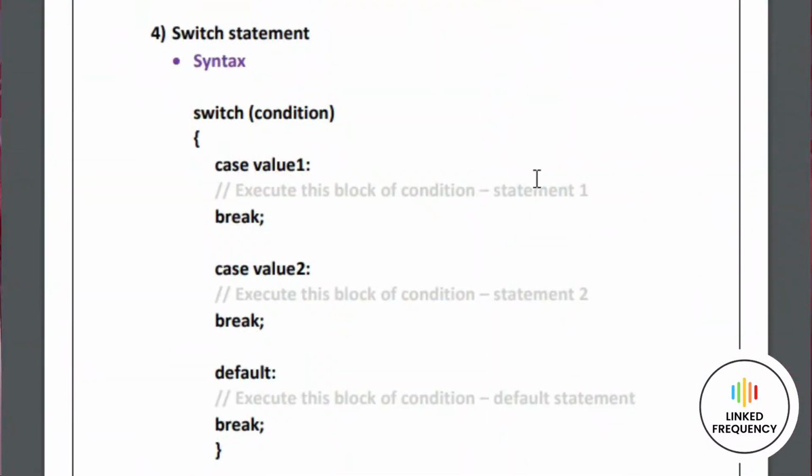Now let's move ahead to understand the syntax of the switch statement. So, our switch statement has an expression and it has different cases. If our cases match with the expression, then the statements will be executed. For example, if case 1 is satisfied, then statement 1 will be executed. And if case 2 is satisfied, then statement 2 will be executed. If none of the cases are satisfied, then we will execute the default statement. Here, break is used to come out of the switch condition.